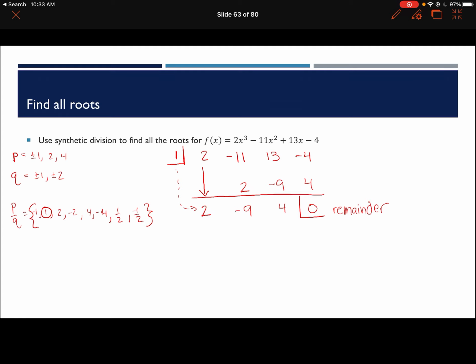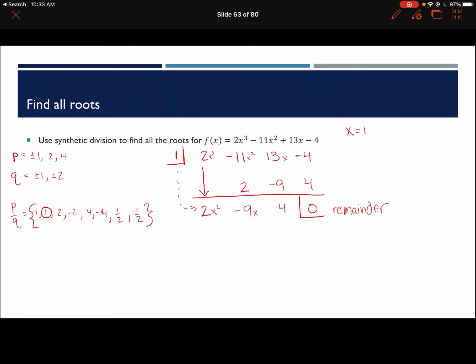And so since that's our remainder, we started with this was 2x cubed, this was negative 11x squared, this was 13x, and this is the constant. So when we do synthetic division, everything goes down by a degree of 1. So that's going to be 2x squared minus 9x plus 4. And so now we know, since we got a remainder of 0, one of our roots is x equals 1.